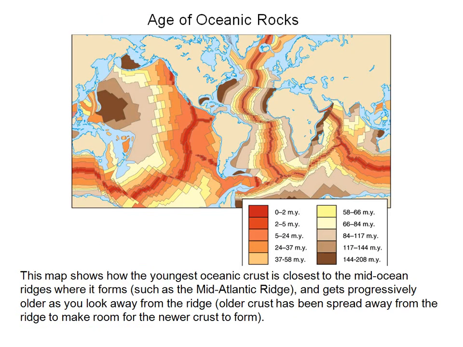This map shows how the youngest oceanic crust is closest to the mid-ocean ridges where it forms, such as the Mid-Atlantic Ridge, and gets progressively older as you look away from the ridge. Older crust has been spread away from the ridge to make room for the newer crust to form.